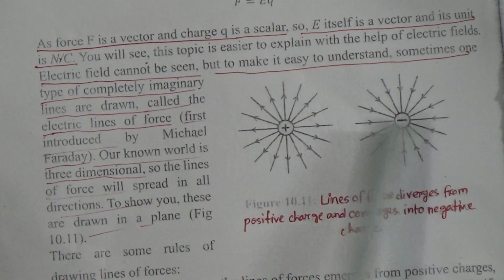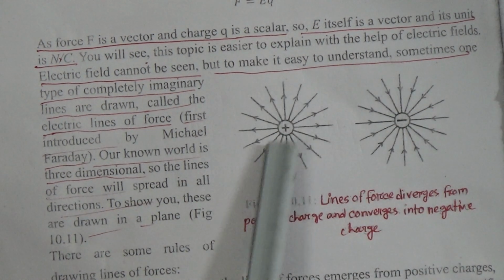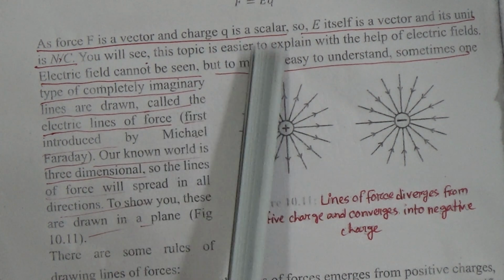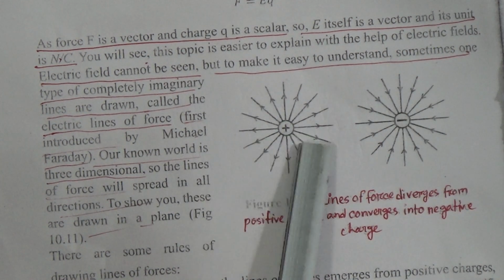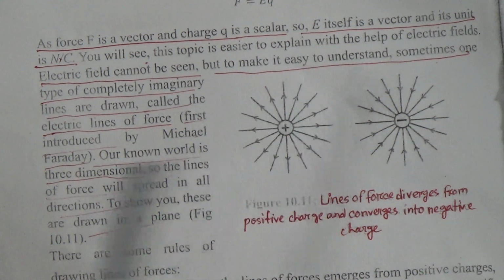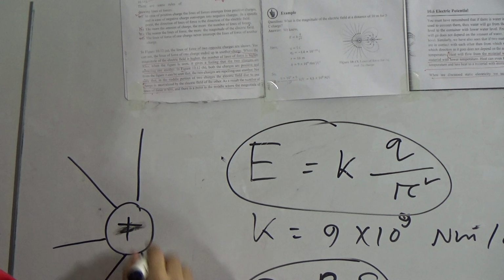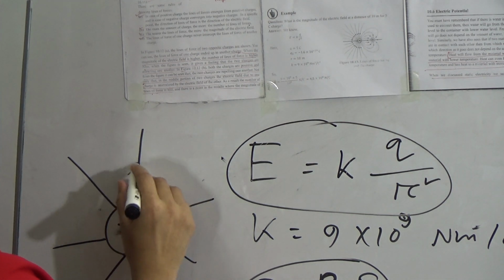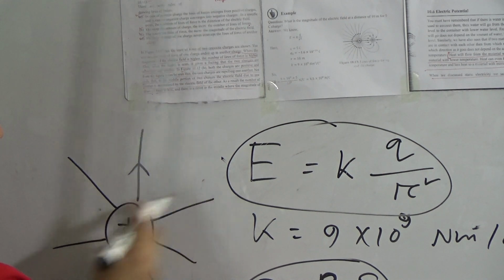Here see the picture, here is the positive charge and here is the negative charge. This is the lines of force. Lines of force diverge from a positive charge. Everyone see, here is a positive charge, and these lines spread everywhere. The lines of force diverge from a positive charge.